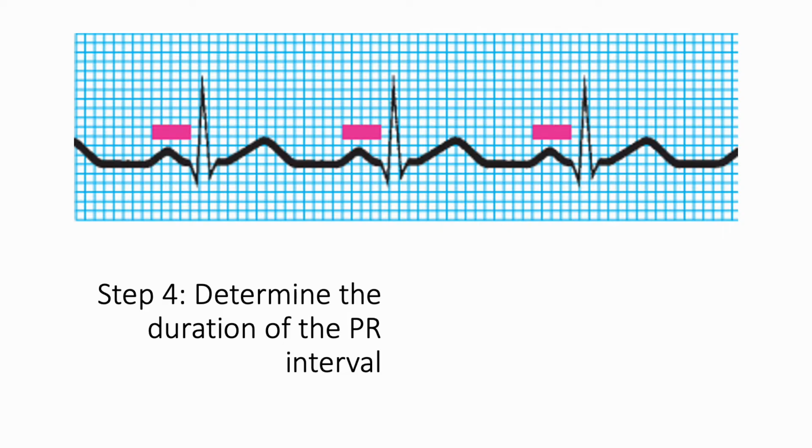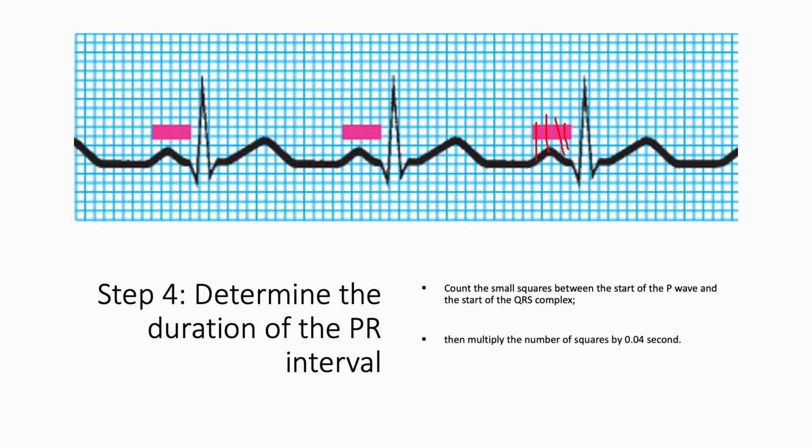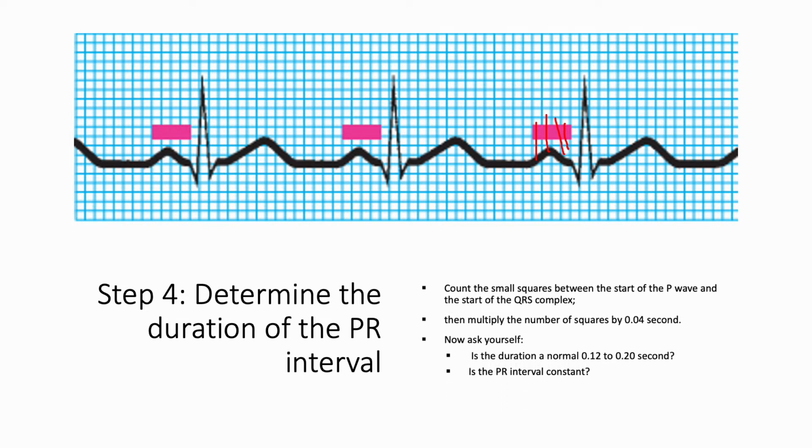After the P wave, determine the duration of the PR interval. This is very simple. Just count the small squares between the P and the R and multiply by 0.04. So the normal PR interval is 0.12 to 0.20 seconds, or 3 small squares to 5 small squares, or you can say 1 big square.